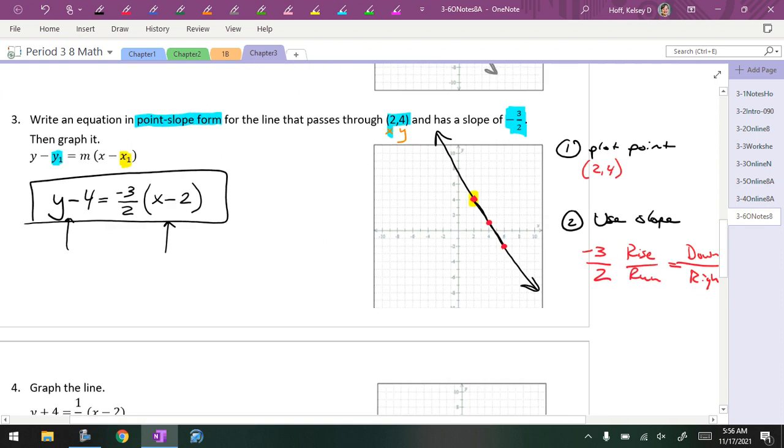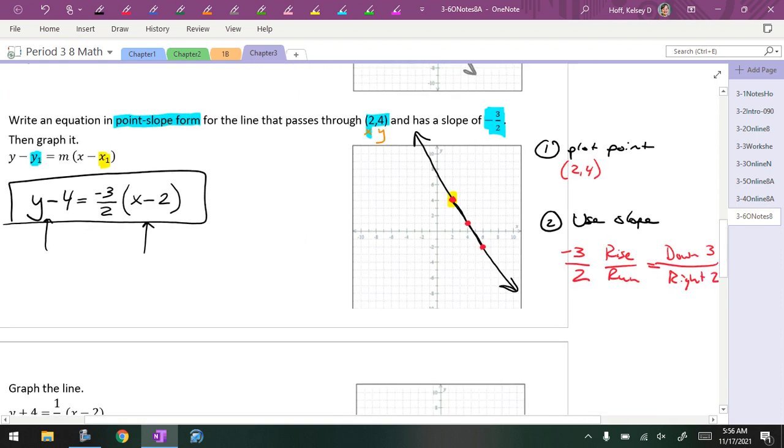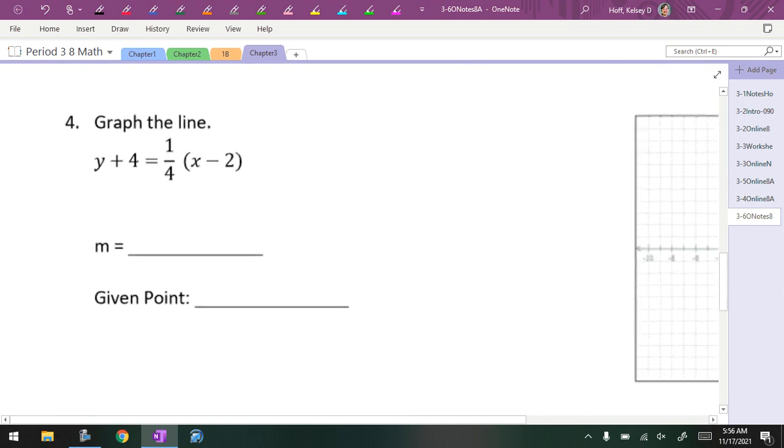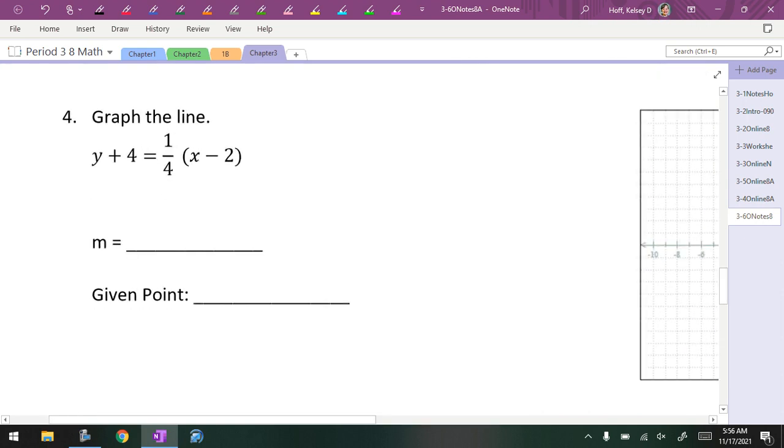Double check that you have the correct formula, and then double check you've graphed it correctly. All right, so they're going to mix it up again. This time, they're just going to say graph the line, and they just give us the equation. So now we have to mix together the 2 pieces that we just did. We have to pull the information out first, then we're going to use it to graph.